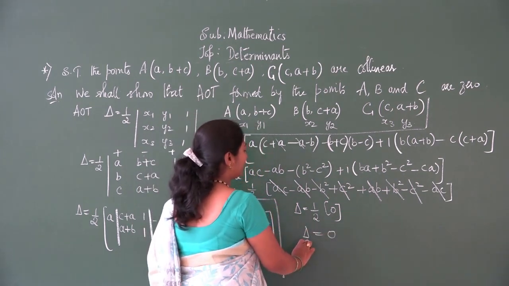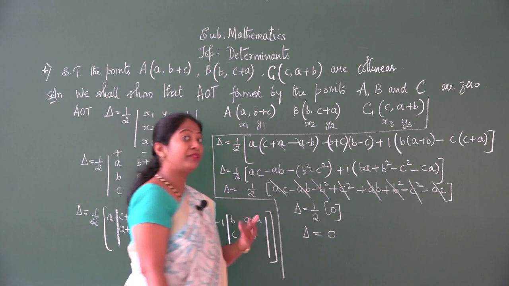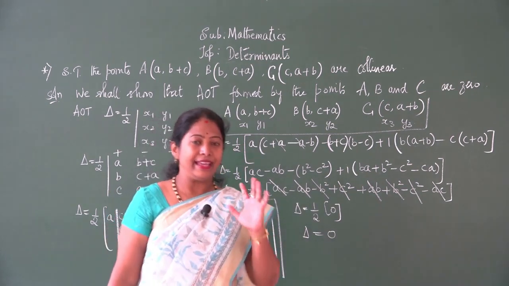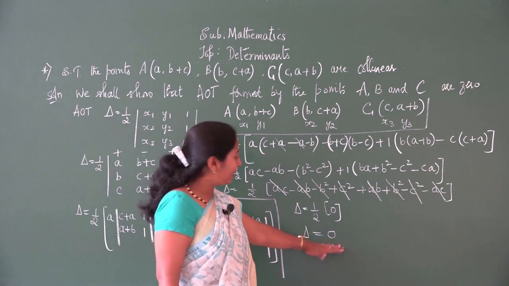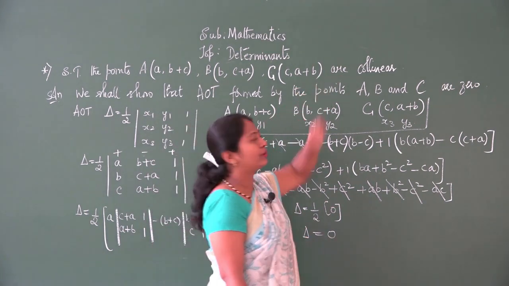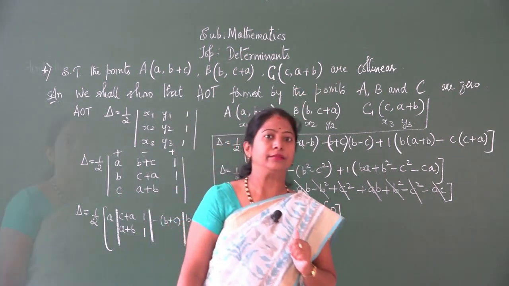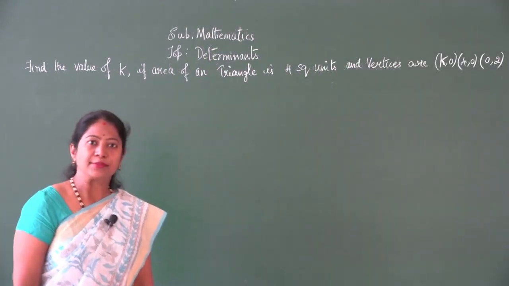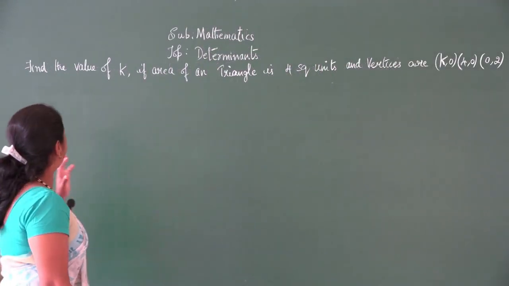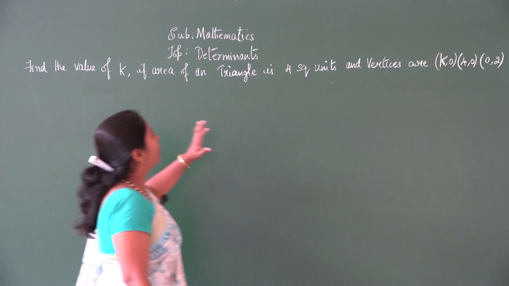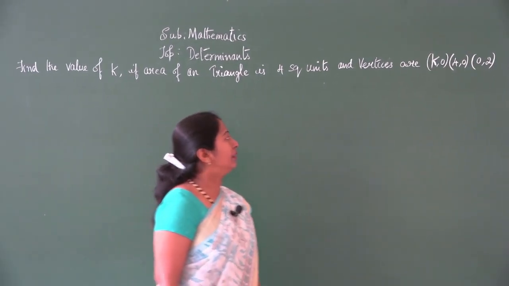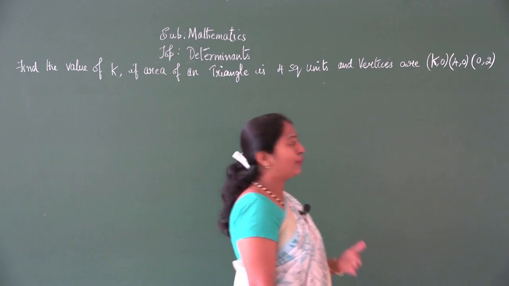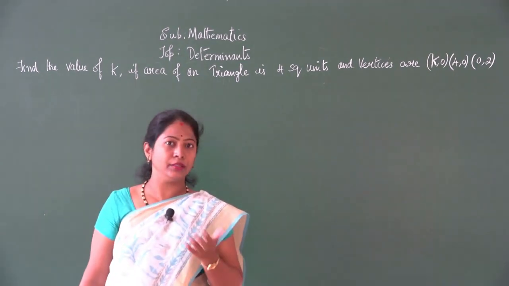But what is delta? Delta is nothing but the denotation of area of a triangle. Hence, it shows that the area of a triangle is equal to 0, and therefore, it satisfies the equation these 3 points are collinear. Moving on to the next problem, we have find the value of k if area of a triangle is 4 square units and vertices given are k, 0, 4, 0 and 0, 2.